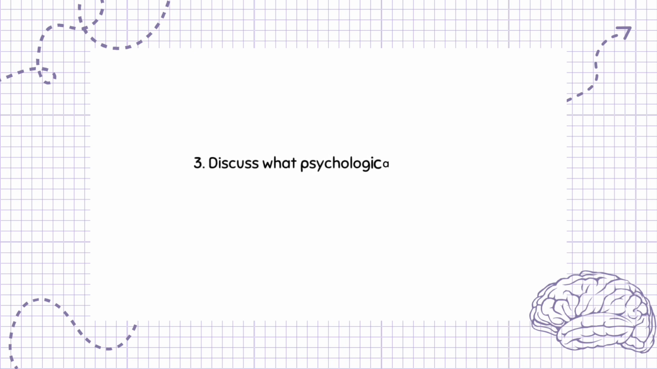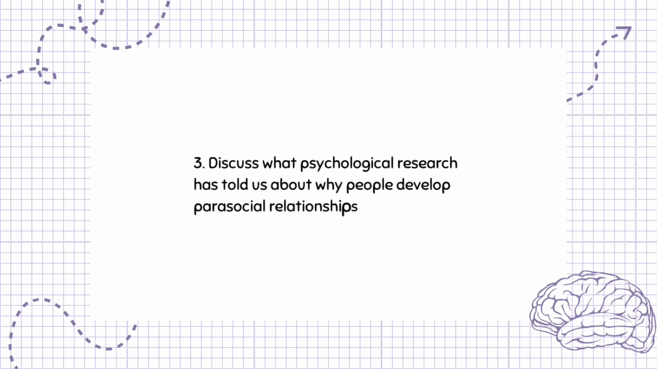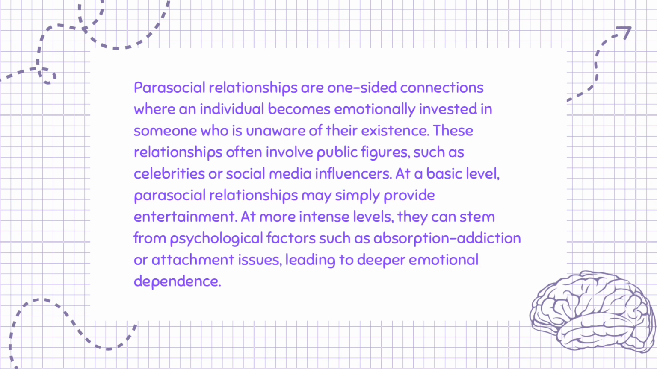Question 3. Discuss what psychological research has told us about why people develop parasocial relationships. 16 marks. Parasocial relationships are one-sided connections where an individual becomes emotionally invested in someone who is unaware of their existence. These relationships often involve public figures, such as celebrities or social media influencers. At a basic level, parasocial relationships may simply provide entertainment. At more intense levels, they can stem from psychological factors such as absorption addiction or attachment issues, leading to deeper emotional dependence.